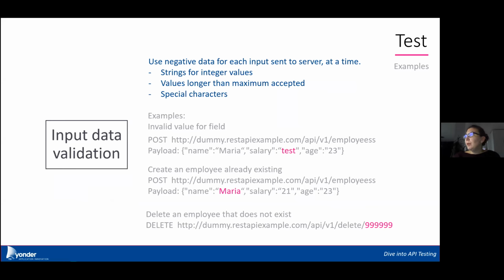For example, in this case, we have a string instead of an integer value. In this case, we are trying to add an already existing employee, Maria. Maria already exists and it's a unique name. And in the other case, we try to delete an employee which does not exist. So all these types of actions can be done in order for us to identify all the errors that may appear in our system.